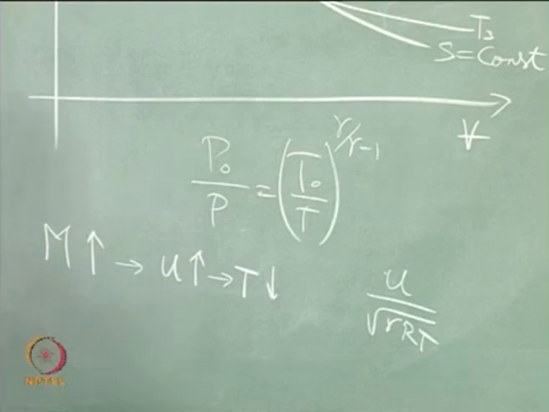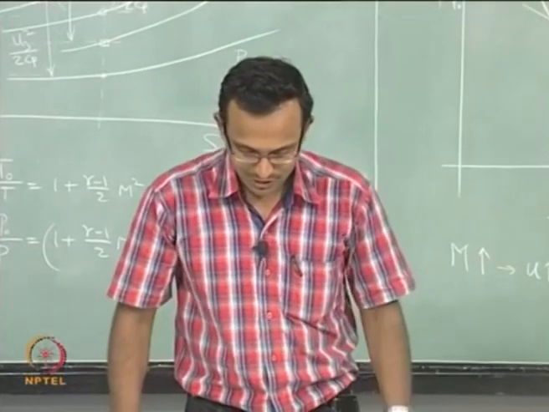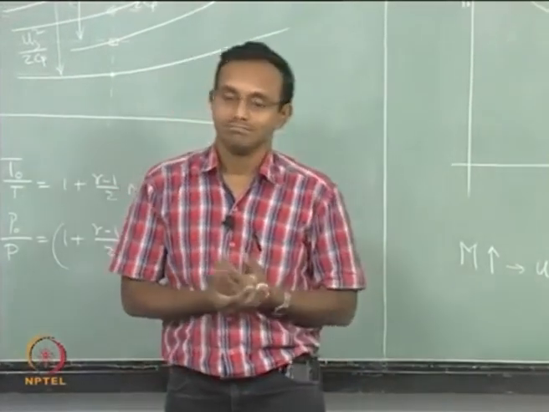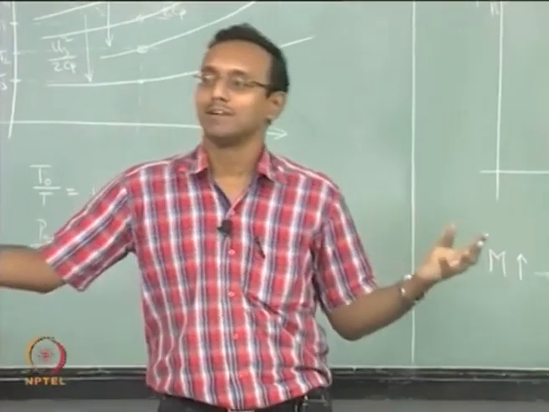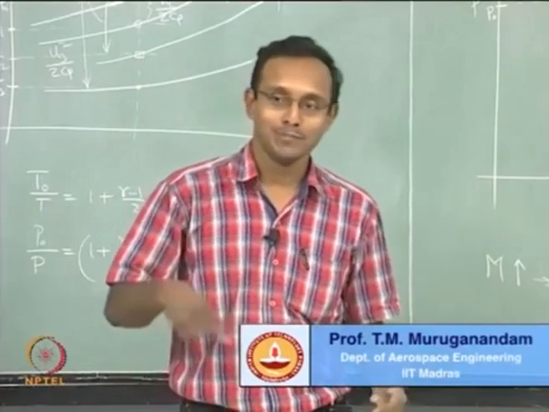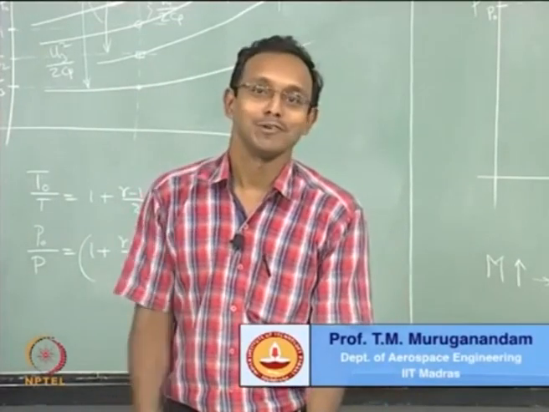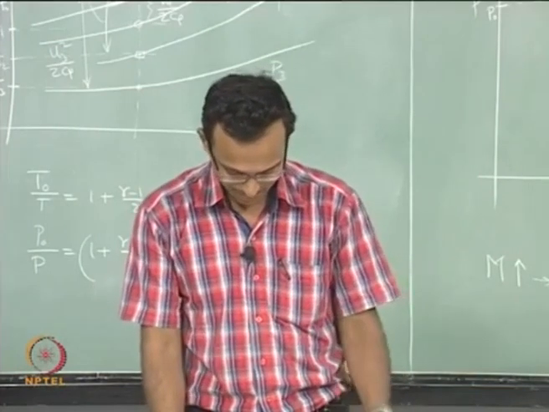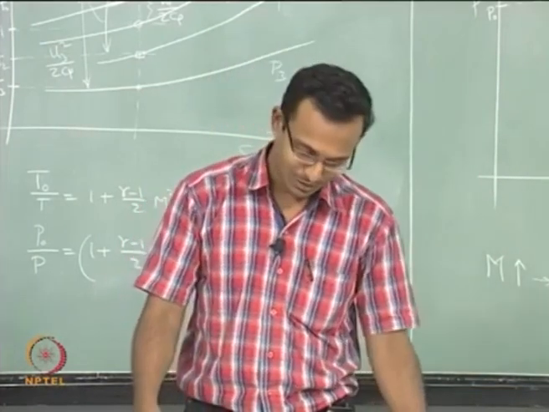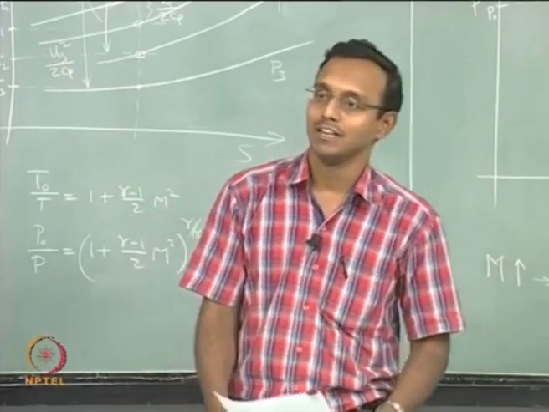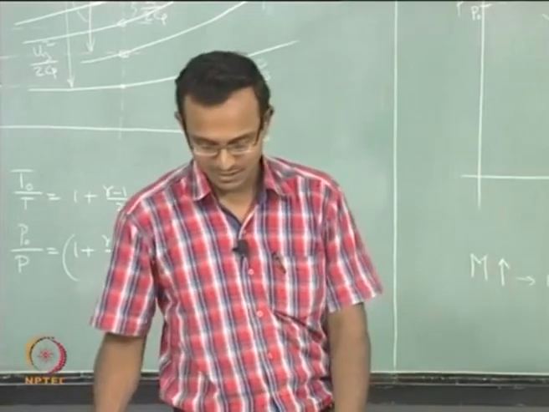So, in the next class we will expand this P naught by P expression using a binomial expansion series, and we will start seeing the results from there. Again I want to beat up this Bernoulli's equation once more, and then we will look at compressibility effects. That is a whole set of things I need to do. I will do that next class, and then we will go into 1D steady equations, what will happen if I change areas. That is the next thing I will get into.